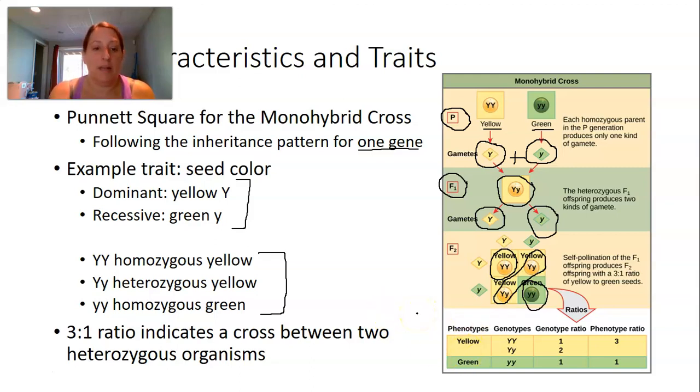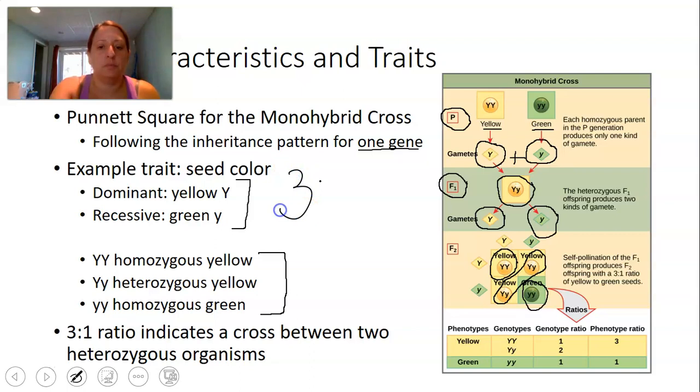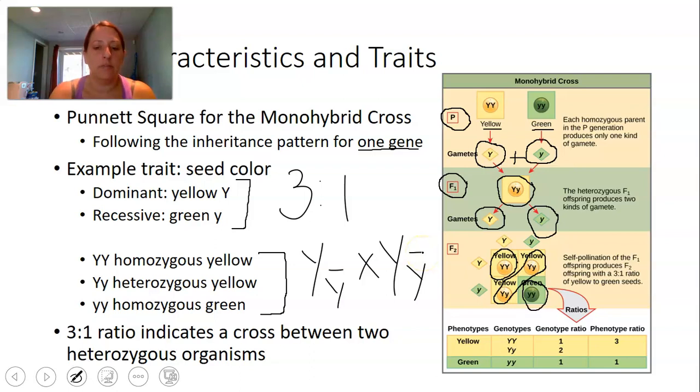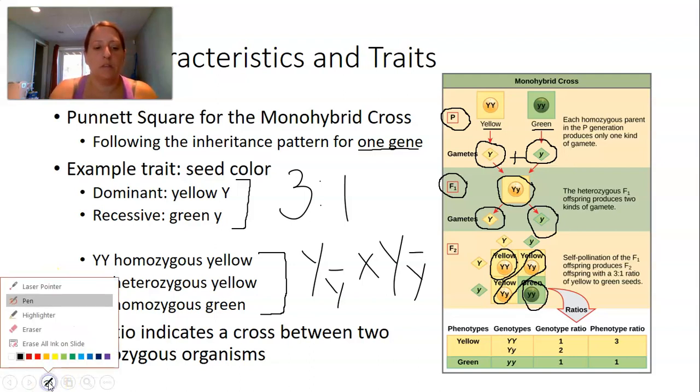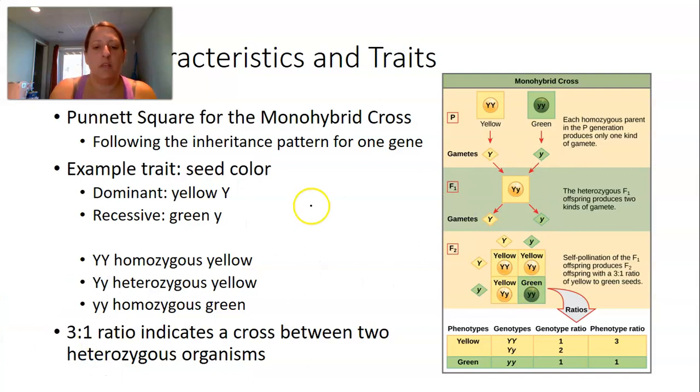Okay, so how do you get the 3:1 ratio? You cross 2 heterozygotes. Big Y, little y, crossed with big Y, little y. That's going to give you a 3:1 ratio, all the time. So when you think about lab this week, let me erase everything. You're going to have on Cob 1 and Cob 3, you're going to see a 3:1 ratio. And we're going to ask you how you got that. And you should come back to this slide and remember how we got 3:1.